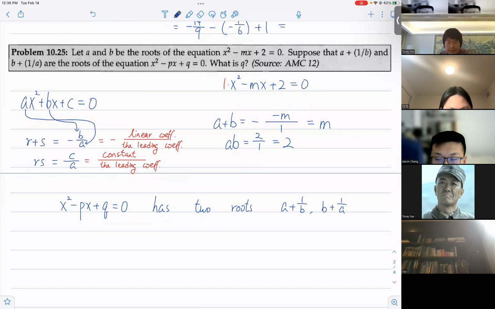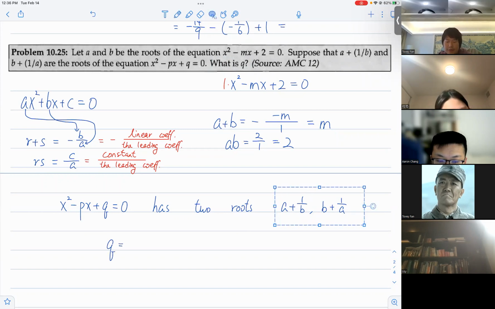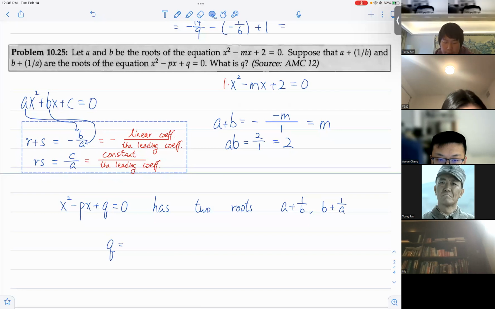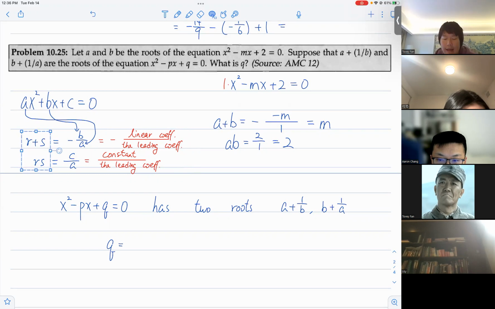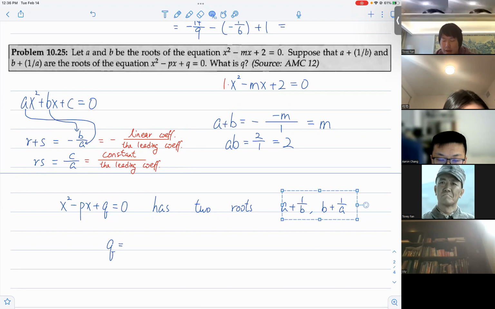Okay? And then what's next? You're going to find the value of q. So how do we find the value of q here? What do these two roots have to do with this q? As a reminder, Vieta's theorem is literally just stating the relationship between the two roots of a quadratic and their coefficients, or the constants. So q is the constant here, and you know the two roots, and they have a relationship.